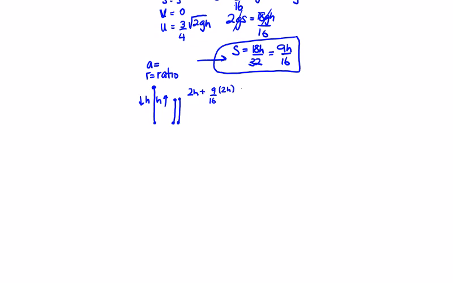That will be added on, and then the next time it's going to be 9 over 16 of that again. So it's going to be 9 squared over 16 squared by 2h, and so on indefinitely. So we have my first term, 2h, and my ratio is 9 over 16.